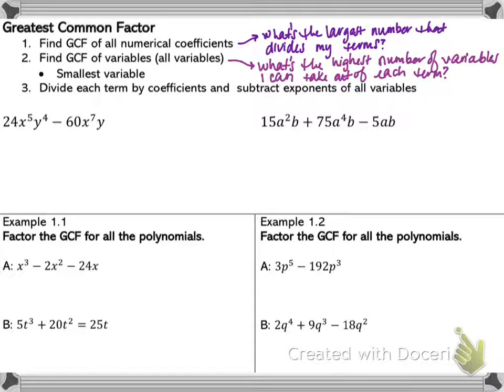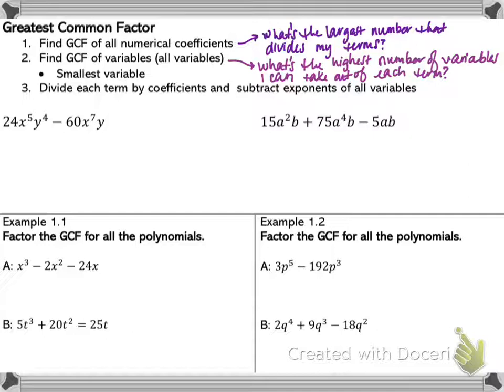Okay, and typically it's going to be represented by the smallest variable, and I'll show you what that means in a second. And then step 3 says, you divide each term by coefficients and you subtract your exponents for all of your variables. So if we look at that first example, 24x to the 5th times y to the 4th minus 60x to the 7th times y, we can ask ourselves the first question, well, what is the largest number that I can divide all of my terms by?